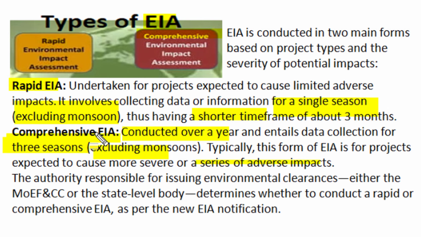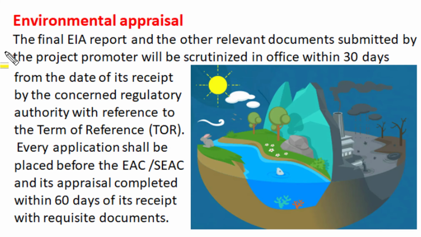Now the authority which is responsible for issue of environment clearance, the EAC or Pollution Control Board, for category A project, the central government, Ministry of Environment, Forest and Climate Change, or the state level pollution control body determines whether for the proposed project we have to conduct rapid EIA or comprehensive environment impact assessment. How environment impact assessment is appraised or environmental clearance is issued has a standard procedure.